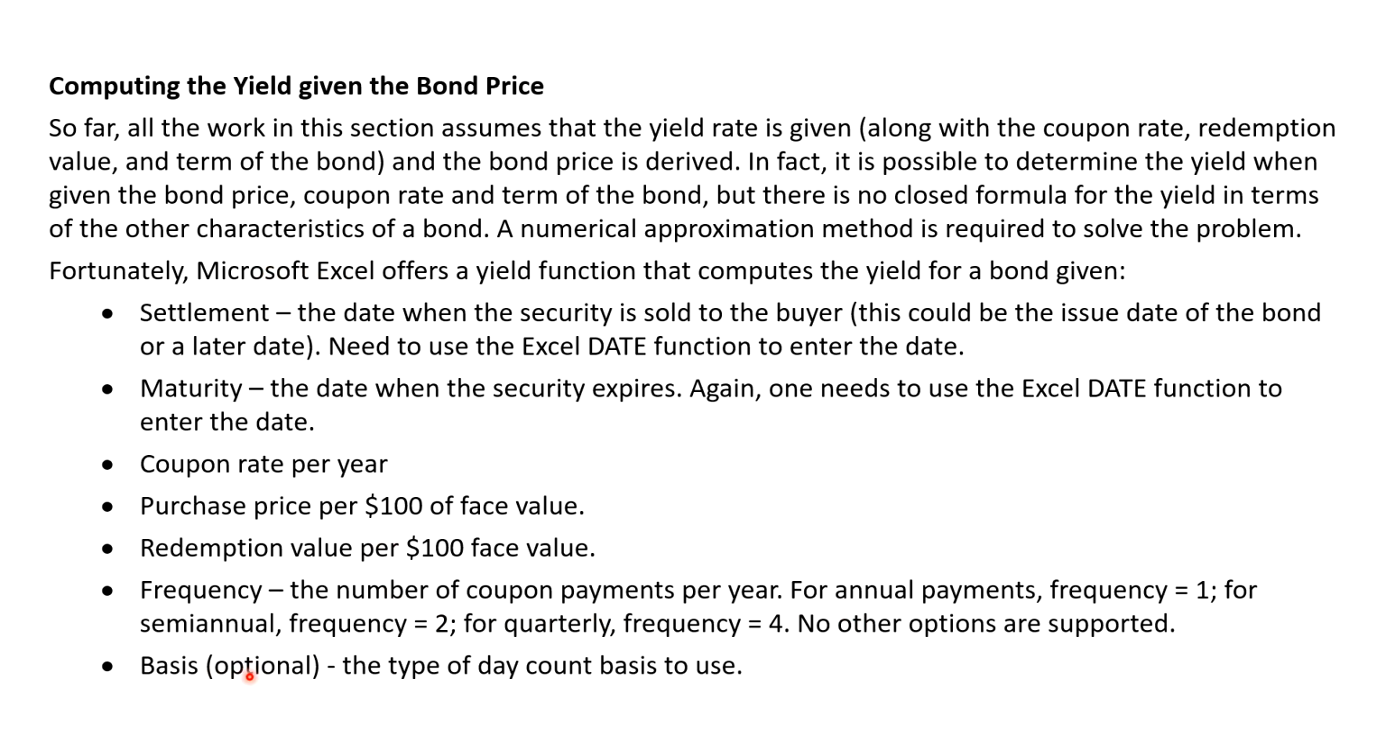And then there's the basis. If you recall from the price function that we talked about earlier, it's the same thing where you have these different shortcuts like 30/360 that we talked about, or actual. So you need that information, and then you get back the yield if you put in all this. So let's look at an example in the next slide.